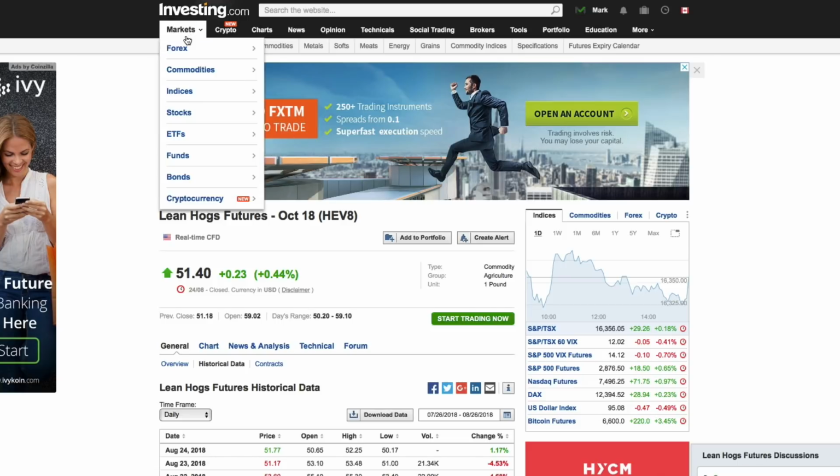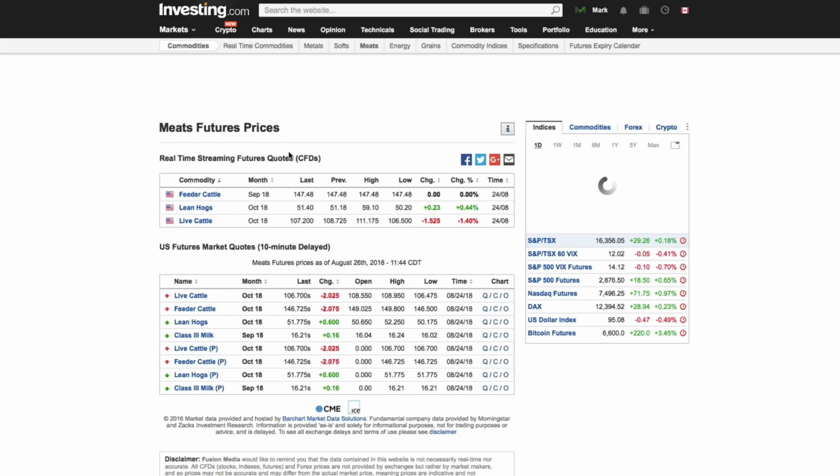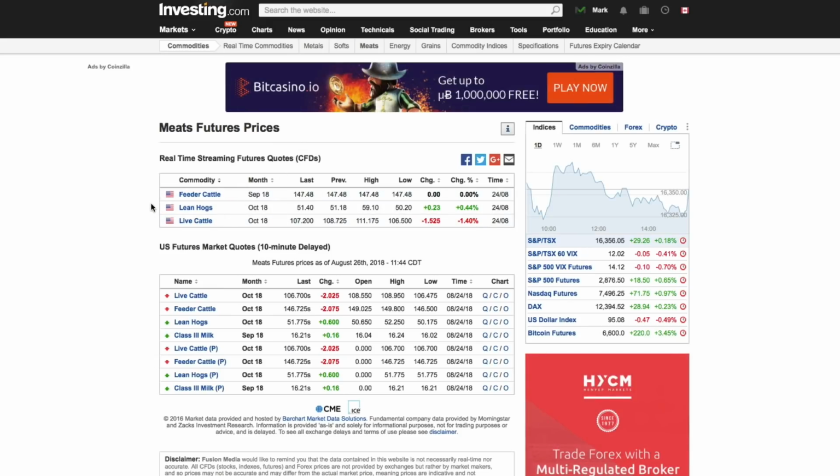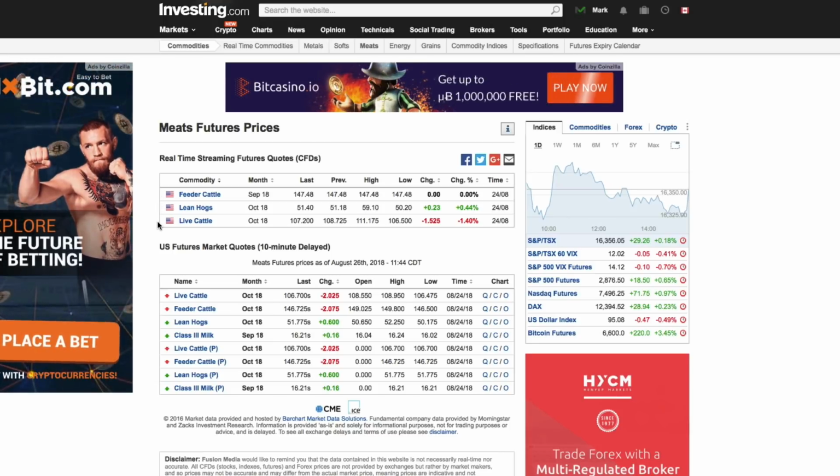So across the top here, you've got to watch all of these menus that pop out. You'll see commodities, real-time commodities, metals, softs, meats, energy. If you click on meats, you'll get something that looks like this. Here are the 3 meats in the U.S. You have feeder cattle, lean hogs, and live cattle.